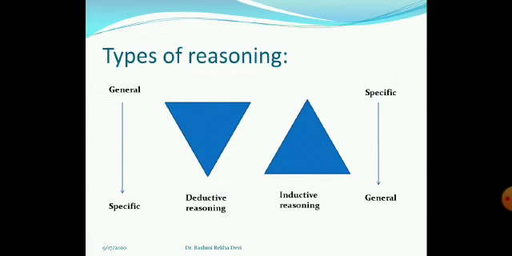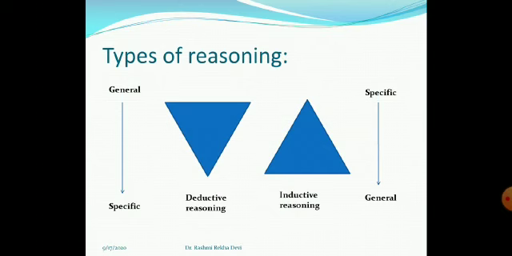Now let's discuss what is deductive reasoning. In simple terms, deductive reasoning is rule to example. When the rule is already known, and based on our rule we apply the knowledge to a specific situation, it is called deductive reasoning. For example, man is mortal, Ram is a man, Ram is mortal. So here, man is mortal is the major premise, Ram is a man is the minor premise, and Ram is mortal is the inference or deduction.